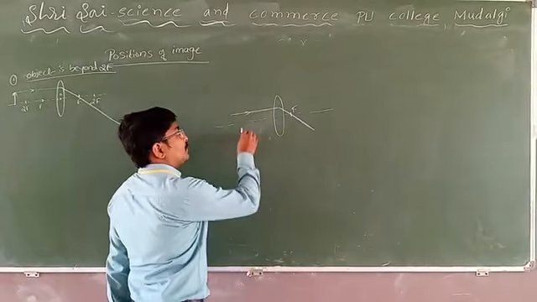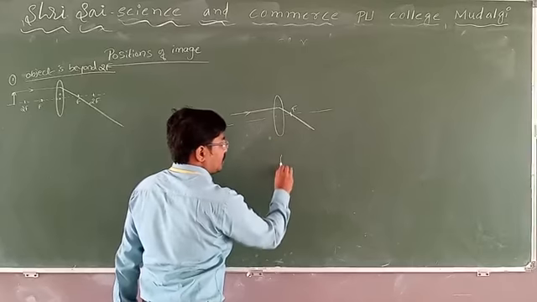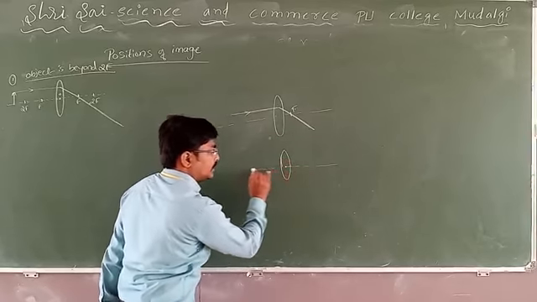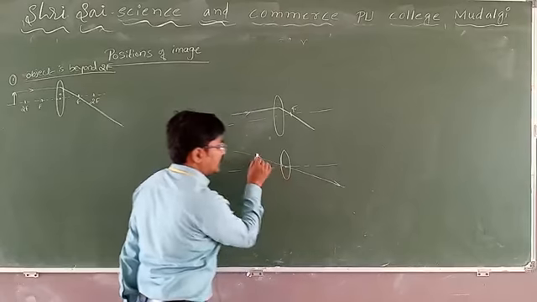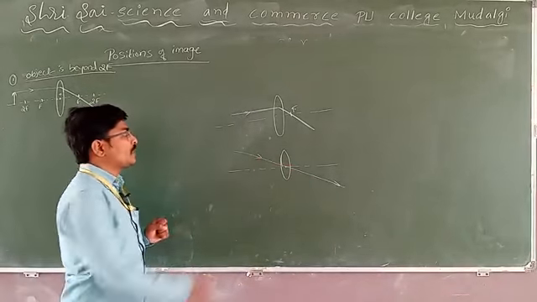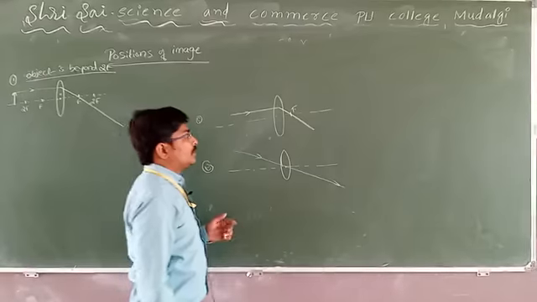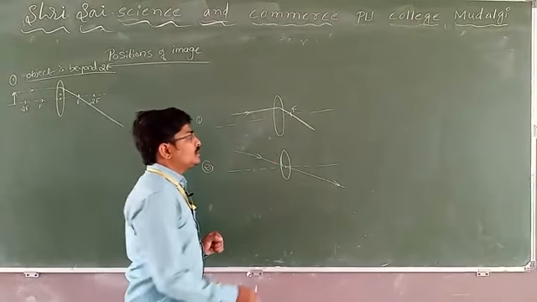And if the light is passing through the principal optical center, if it is a lens, remember, if it passes through the optical center, it will pass without any deviation. This is also one condition. First condition. Second condition. These are the two important conditions.